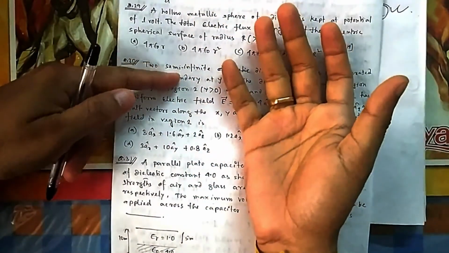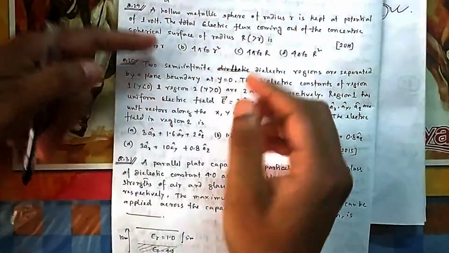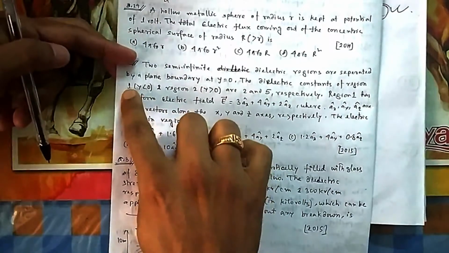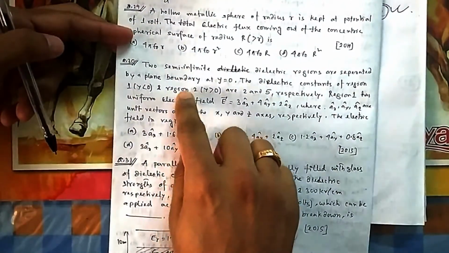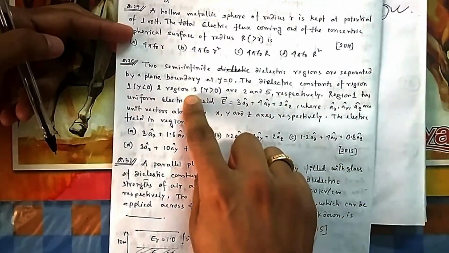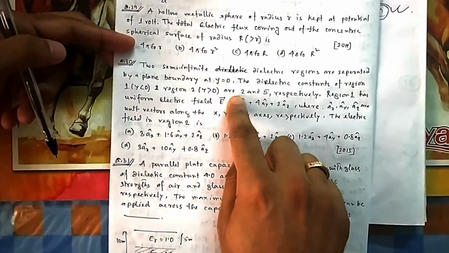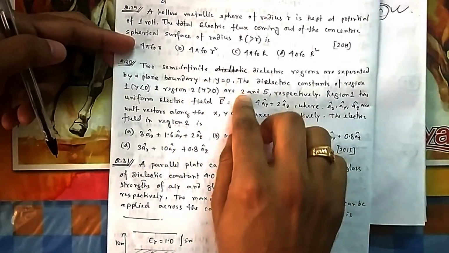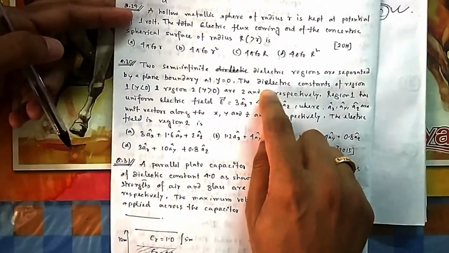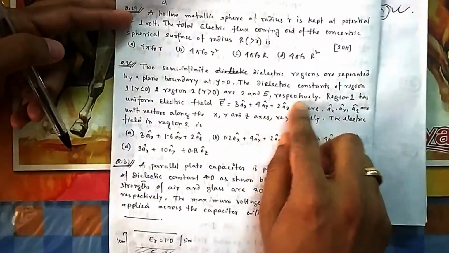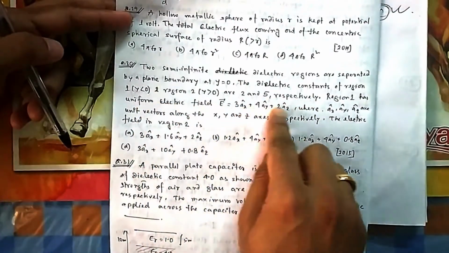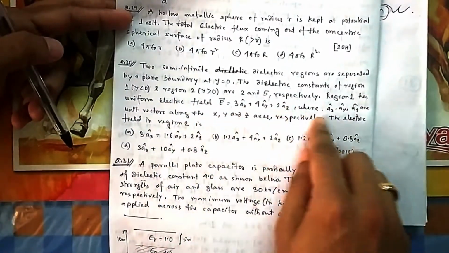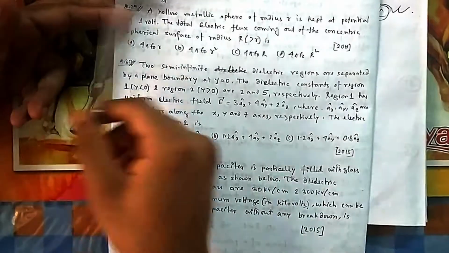Below the table one dielectric is there, above the table another dielectric is there. Below the table it is region 1, above the table it is region 2, and the dielectrics are 2 and 5. So below the table epsilon r is equal to 2, above the table it is 5. Region 1 has a uniform electric field of this value, and what will be the electric field in region 2?